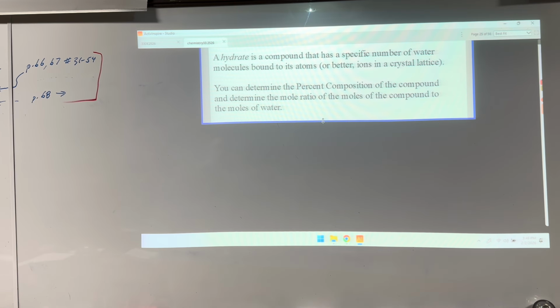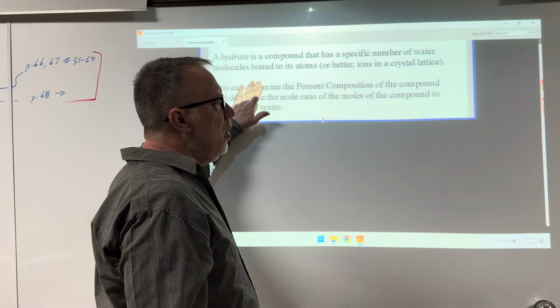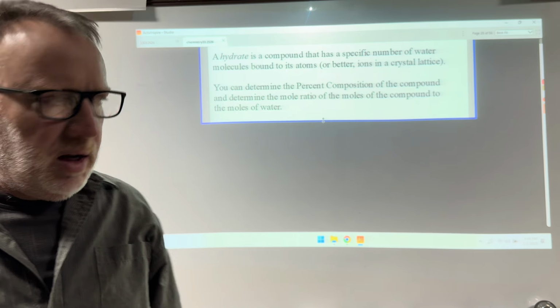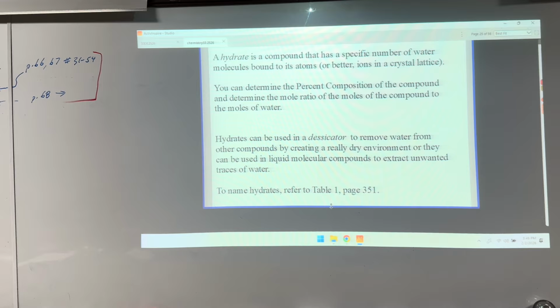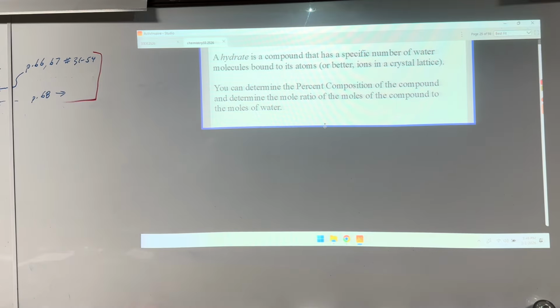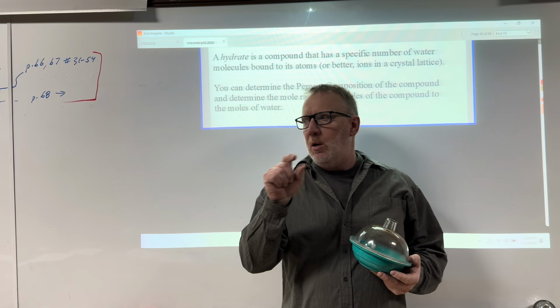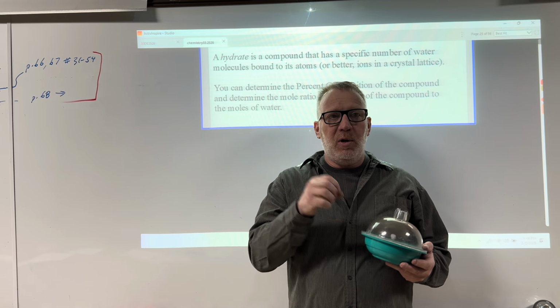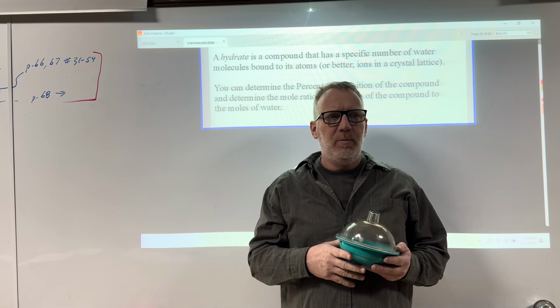Okay, so you can determine the percent composition. Here, you're just looking at the mole ratio of the compound to water. So let's see if I have an example right here. I don't know if you remember that lab last year where we had a test tube and I had blue copper 2 sulfate hydrate in there. And it heated up and it drove the water off and it turned white, and then we dripped water back down and it turned back blue.